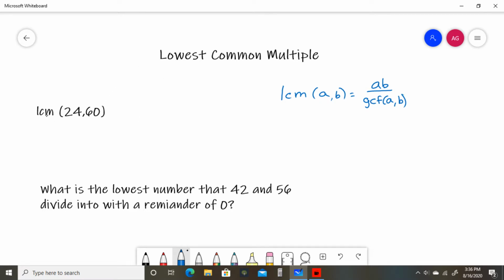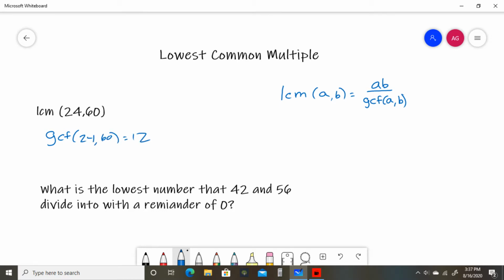So, to find the GCF of 24 and 60, I'm just going to try out 6. Divide 6 out of both of these, you get 4 and 10. So there's obviously another factor of 2. So the GCF of these two numbers is going to be 12. Again, if that didn't really make sense, I refer you to my previous video. The GCF of 24 and 60 is 12.